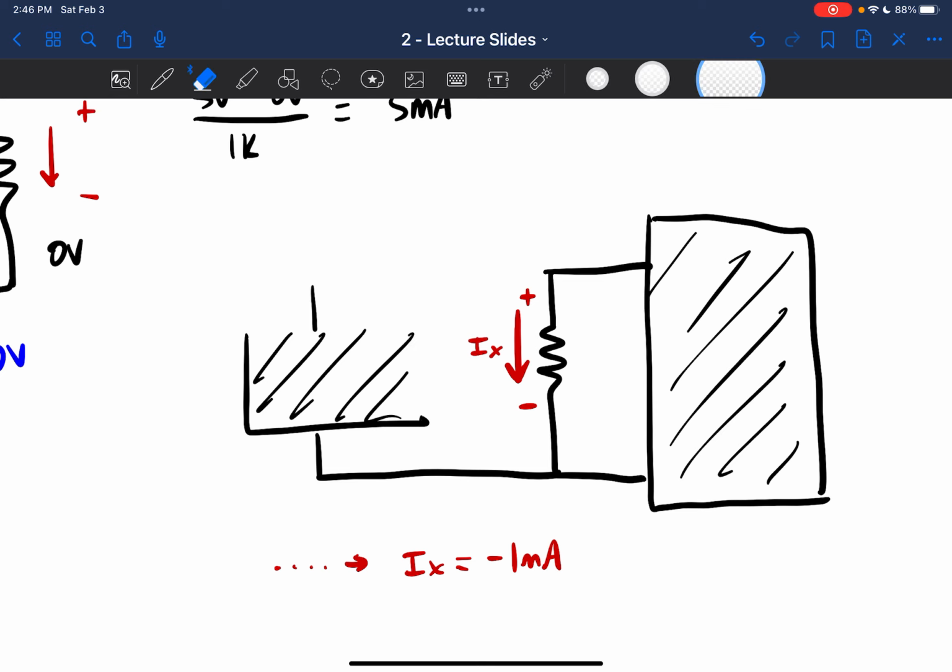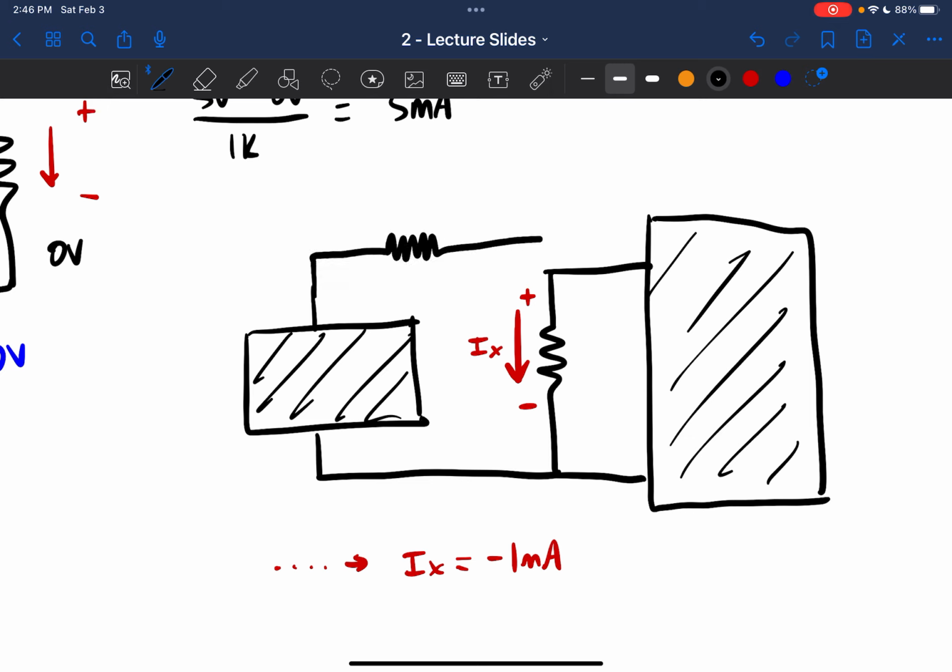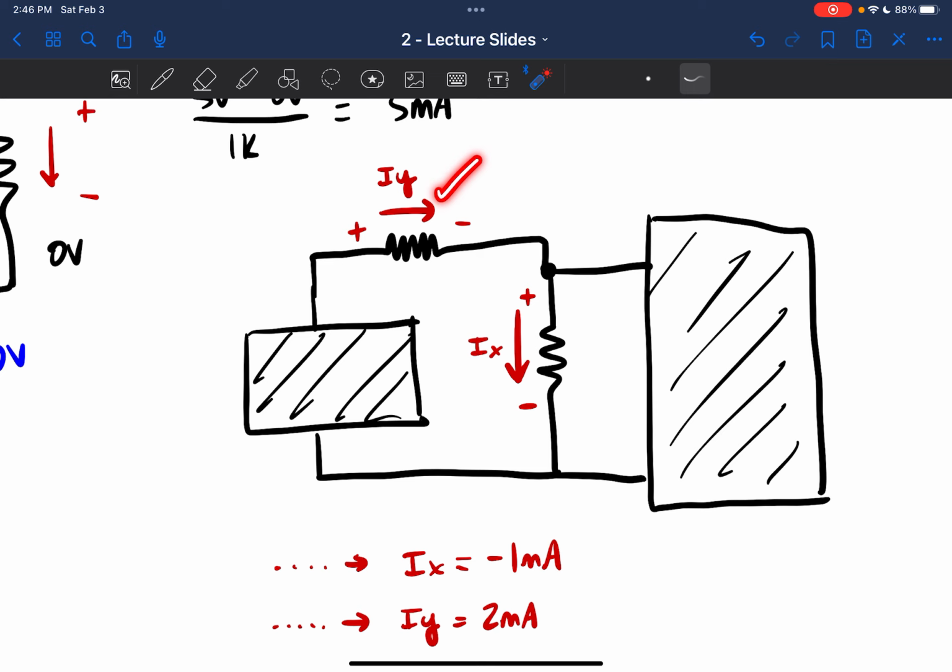Let me go ahead and, I erased a lot there. So I put another resistor in here, let's say, and just to make the point clear, I'm going to call this IY. And again, I don't know that the current's flowing from left to right. I'm just assuming that that's the case. I draw my plus and my minus here. I go through a bunch of math and I determine IY is 2 milliamps. Then that means that I was correct and that my current is in fact flowing from left to right.